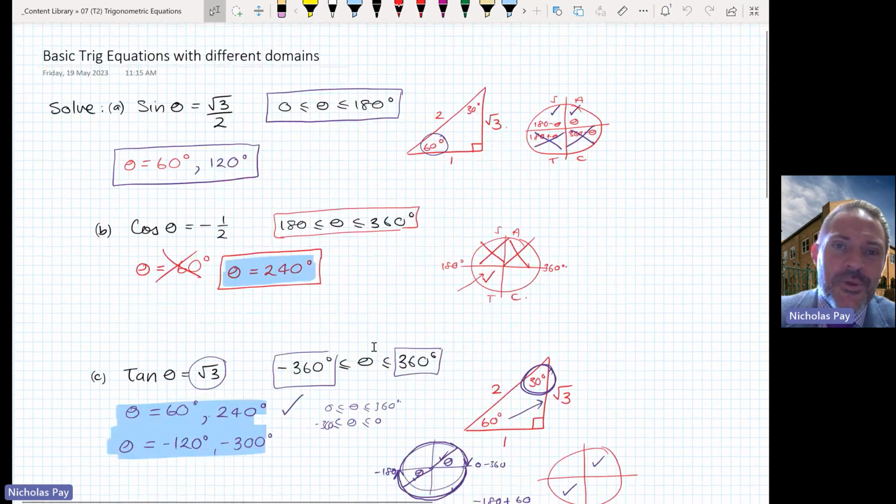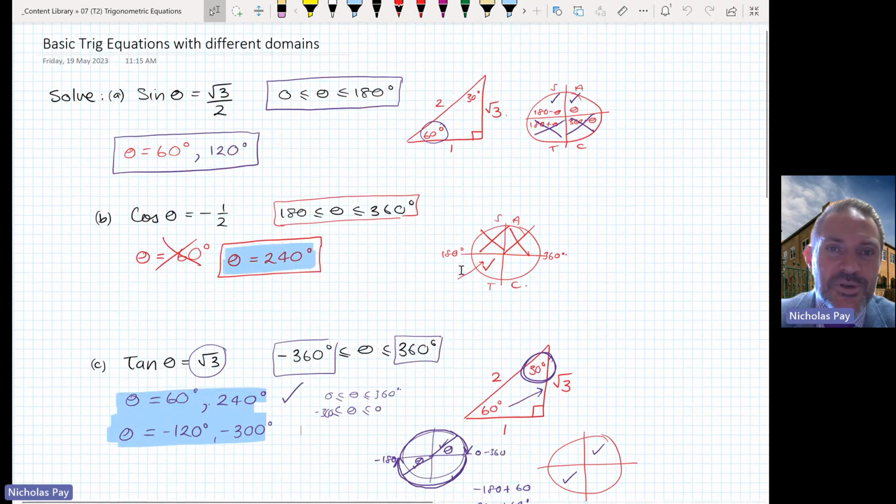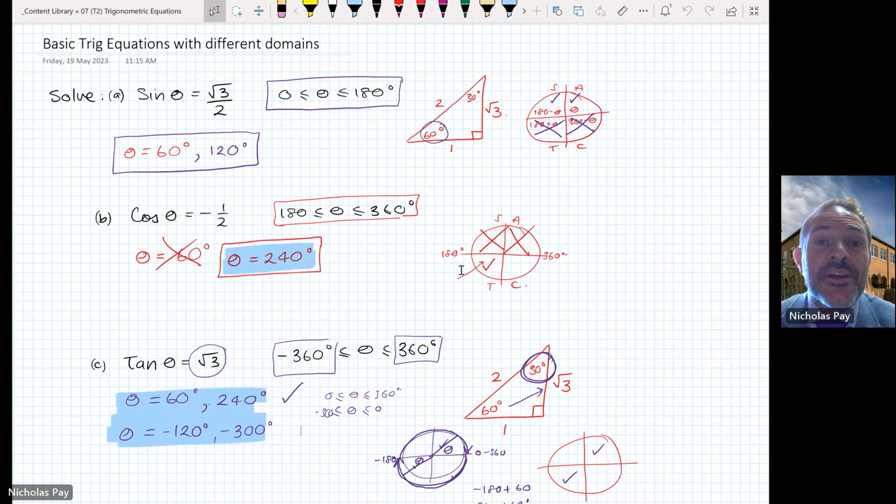Now, often, I'm going to be honest, like the last lesson, we sit between 0 and 360 almost all the time, but not all the time. So you've got to be a little bit careful about what angles to include.